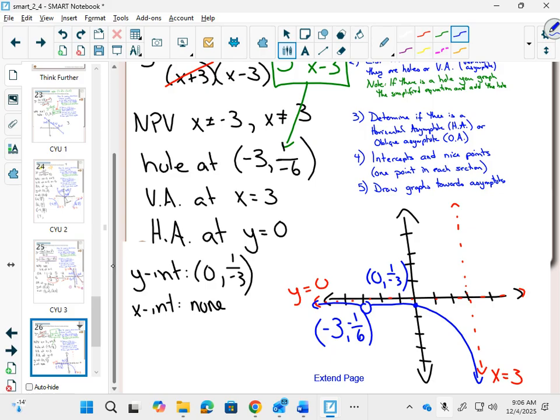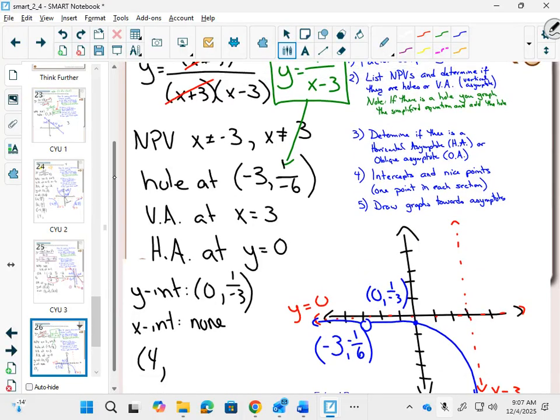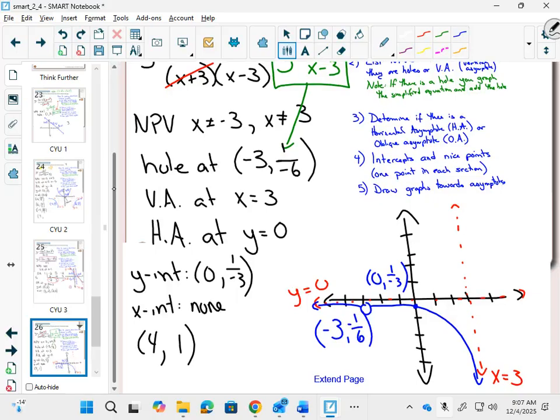That section looks like this, because you've got a point and you've got the hole. It has to go towards the asymptotes. We need a point in section 2, so I would plug in 4. And if I plug in 4 into the green equation, I would get 1 over 1.